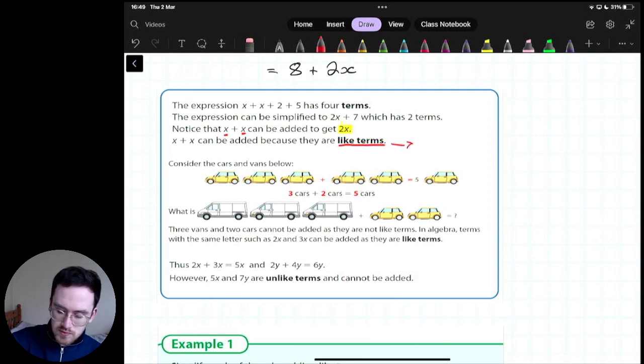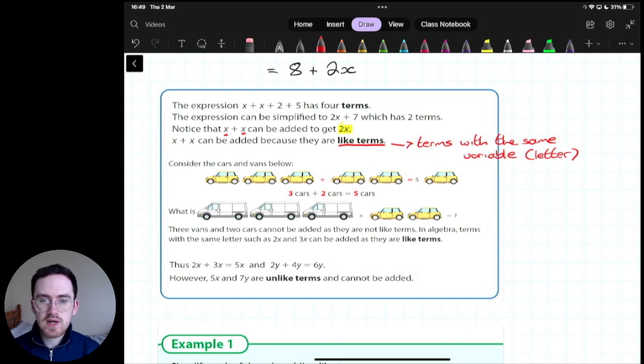And like terms are terms with the same variable, or letter. Okay, and that's explained a little bit more below. So if we had something like this, 3 cars plus 2 cars would be 5 cars, but 3 vans plus 2 cars can't be made any simpler. We can't say that's 5 vans, we can't say it's 5 cars, it's 3 vans and 2 cars. In algebra, we can only add things that have the same letter.